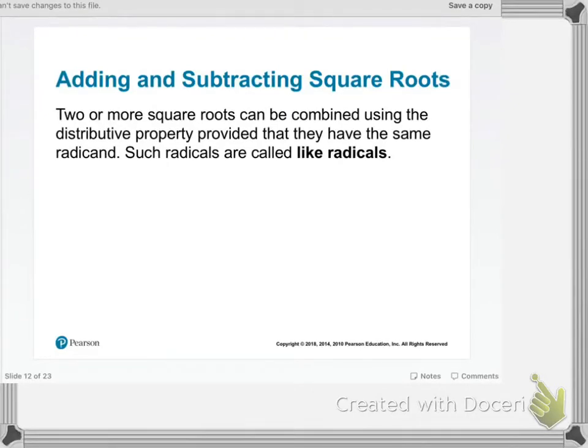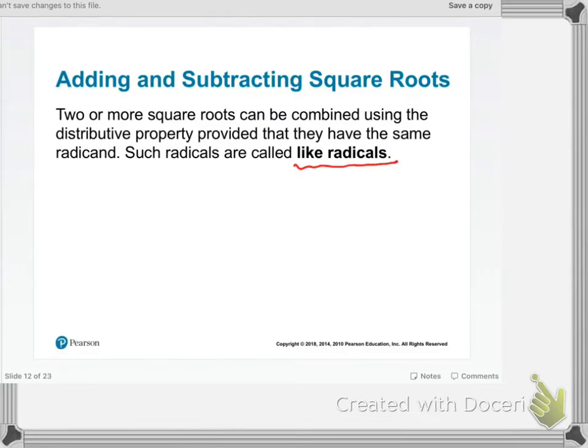Okay, let's talk about the basic operations of radicals: square roots, cube roots, or nth roots today. First is addition and subtraction, specifically of square roots. We have to combine like radicals.